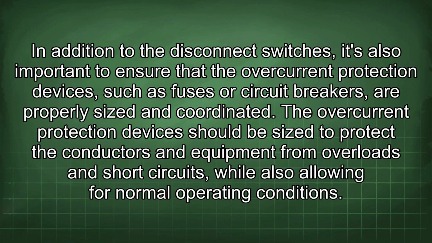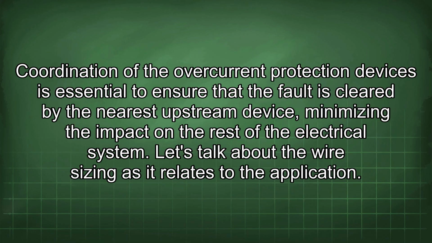In addition to the disconnect switches, it's also important to ensure that the overcurrent protection devices, such as fuses or circuit breakers, are properly sized and coordinated. The overcurrent protection devices should be sized to protect the conductors and equipment from overloads and short circuits, while also allowing for normal operating conditions. Coordination of the overcurrent protection devices is essential to ensure that the fault is cleared by the nearest upstream device, minimizing the impact on the rest of the electrical system.